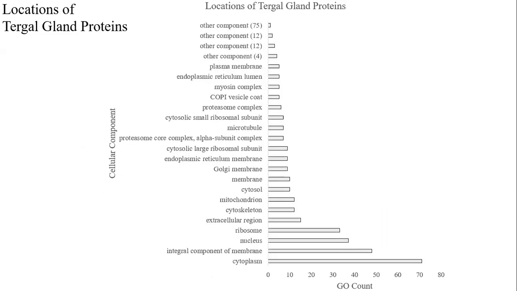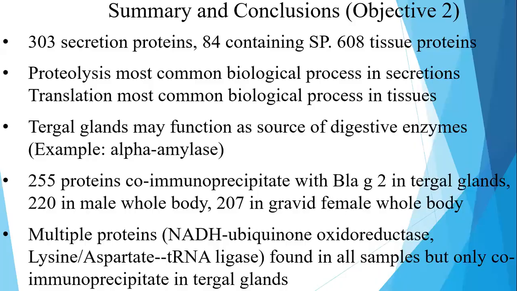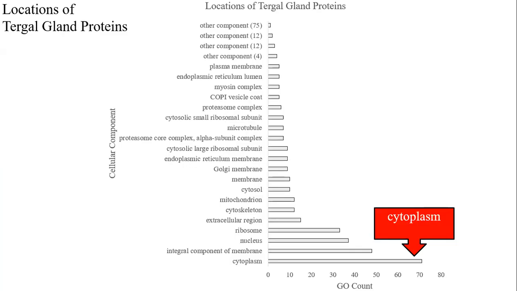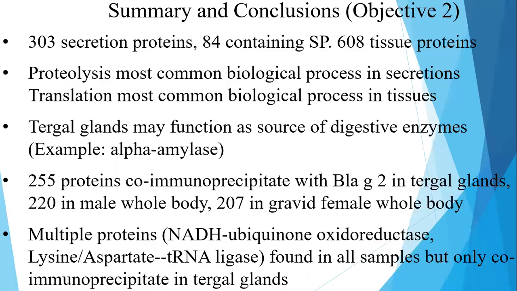I also looked at the location of Tergal gland proteins. Basically it tells you what part of the cell the proteins are mainly located in. The most common region for the proteins was the cytoplasm, and the integral component of membrane was also a very popular region. So that tells you that a lot of proteins were created in the cytoplasm, stay in the cytoplasm, and that sort of tells you where a lot of your proteins might also be shuttled.